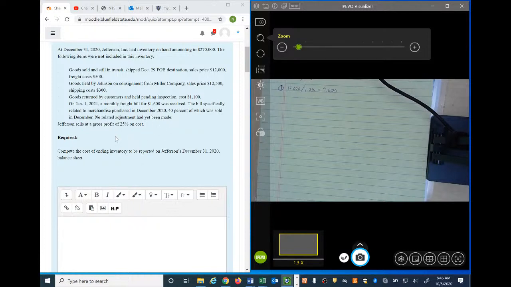So once again, a monthly freight bill for $1,600 was received. The bill specifically related to merchandise purchased in December, 40% of which was sold in December. No related adjustments have yet been made. So what are we going to want to do here? The monthly freight bill for $1,600 will be our starting point, right? So $1,600, and then we want to back out the 40% of the $1,600, because that's the amount that was sold in December. If it was sold, we need to back that out because it's no longer on hand.